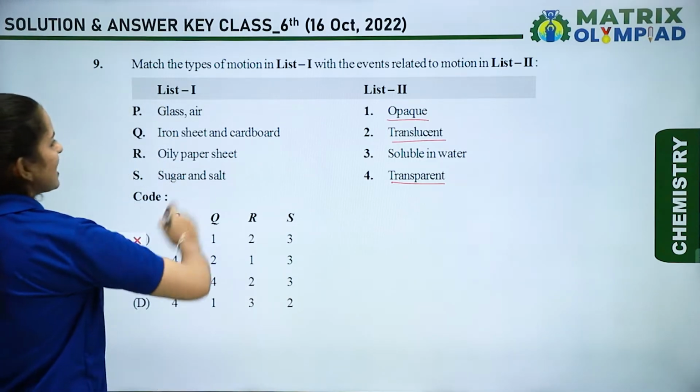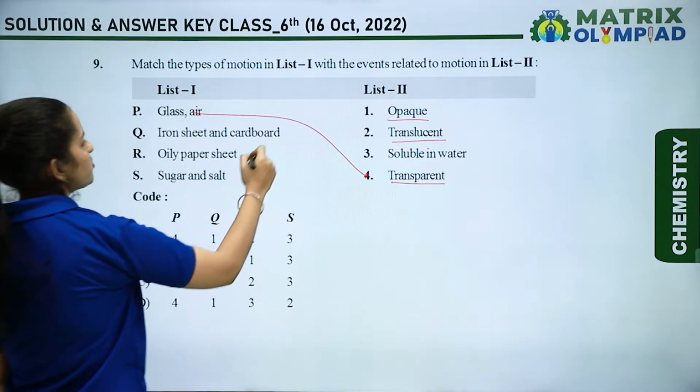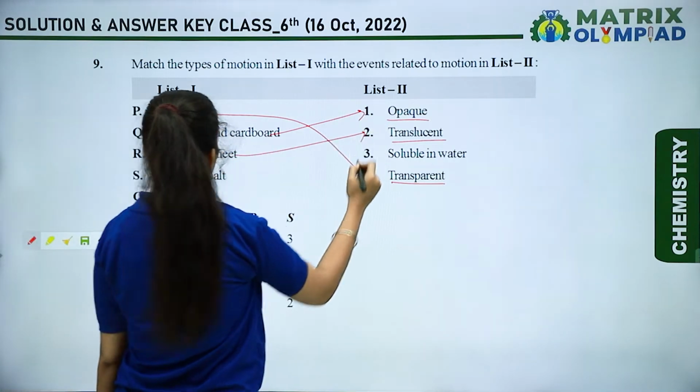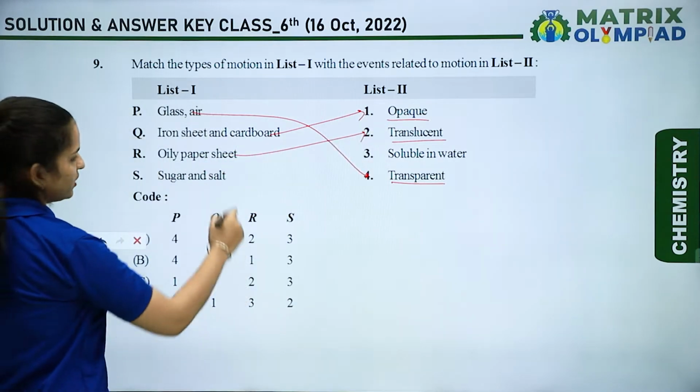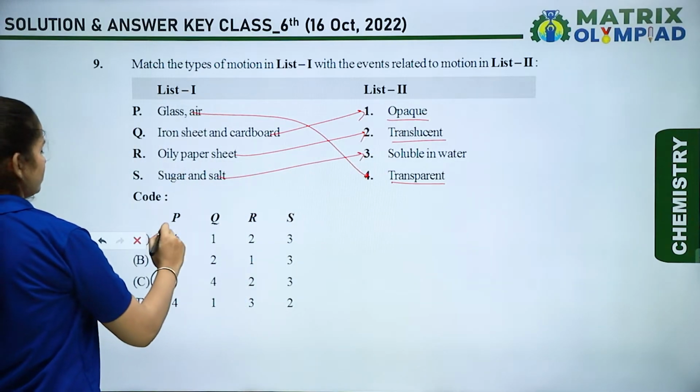So here, glass and air are transparent materials, iron sheet and cardboard are opaque, oily paper sheet is translucent, and sugar and salt are soluble in water. So option A is correct here.